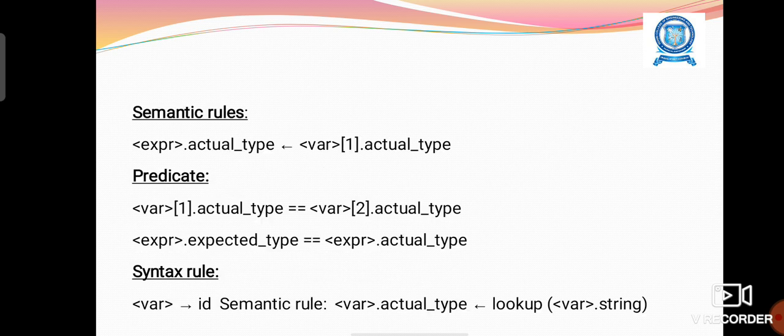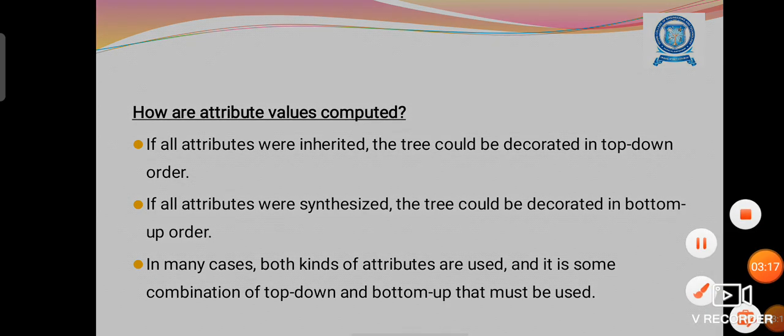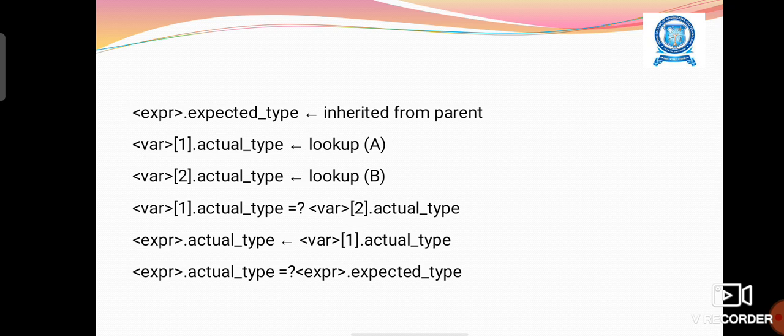Then these are the semantic rules, predicate and syntax rule. Then these attribute values will be computed. If all the attributes were inherited, the tree could be decorated in top-down order. If all the attributes were synthesized, the tree could be decorated in bottom-up order. In many cases, both kinds of attributes are used, and it is some combination of top-down and bottom-up that must be used.